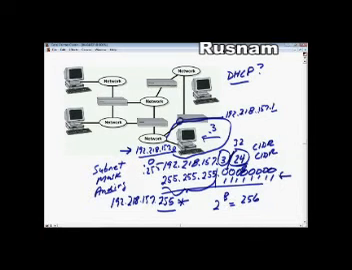So in other words, we can't use .0, and we can't use .255. So that means we've got 2 to the 8th power minus 2 possibilities, which is 256 minus 2 equals 254. So on this network, 192.218.157, we have a potential for 254 addresses. We can give one out here to the default gateway. This computer got one of them.